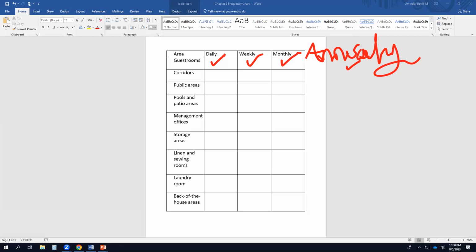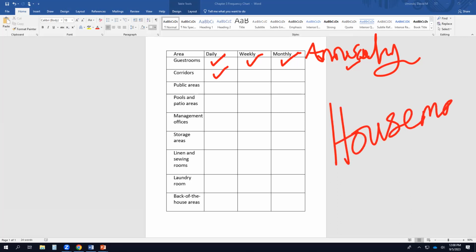So corridors, should they be done daily, weekly, or monthly? They should be done daily. Typically, the houseman is going to do that. So the housekeeper, the room attendant, is not going to typically clean the corridors. The houseman is going to do that, and I say houseman, house person. It's traditionally men in that house position.